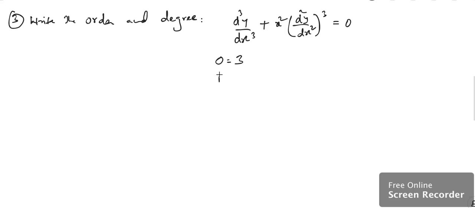And for the degree you have to check whether it is written as a proper polynomial in derivatives, whether log or e raised to x is there or not, because then the degree may not be defined. So it is properly written in the polynomial form of derivatives. So we can say yes, the degree is defined, and it is nothing but the exponent of the highest order derivative, even if it is nothing, as we take it as 1. So degree is 1. Sometimes they may ask you to find the sum, you can say it is 4.